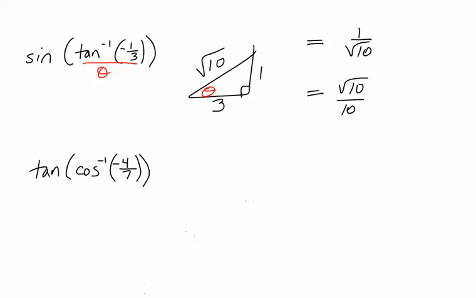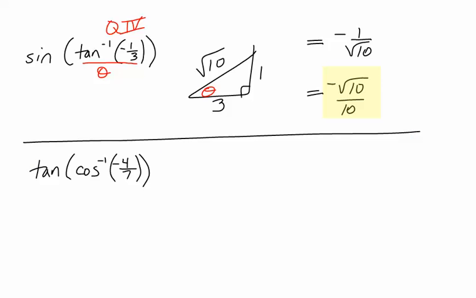But the question is, will that be positive or negative? Well, the inverse tangent gives us outputs in quadrants 1 and 4. When it's negative, it will be down in quadrant 4. And in quadrant 4, sine is also negative, so this will be a negative radical 10 over 10.